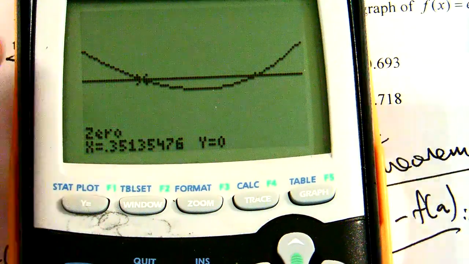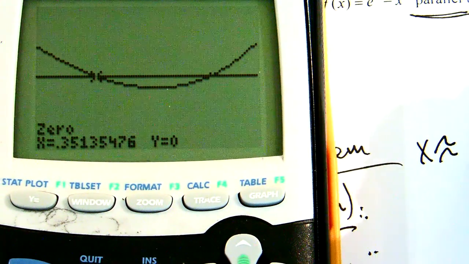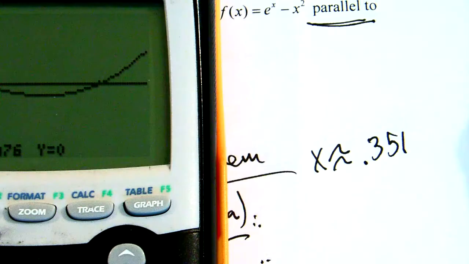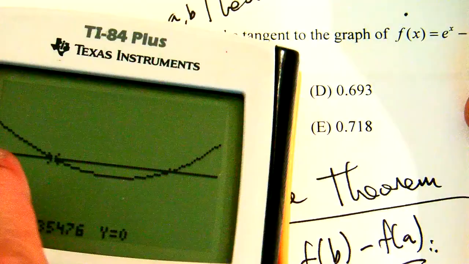And so x is, I'm going to write it off to the side, approximately 0.351. Right? There you go. And I think that's the only answer that seems to make sense here, because that is the only answer that is less than 1.